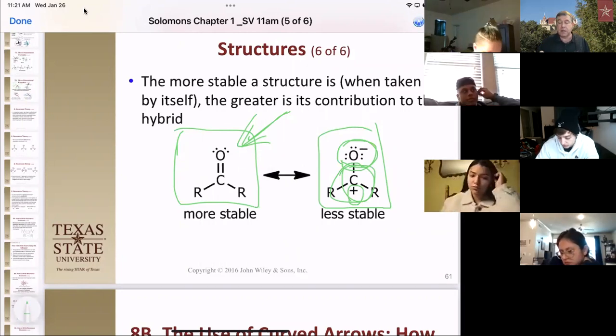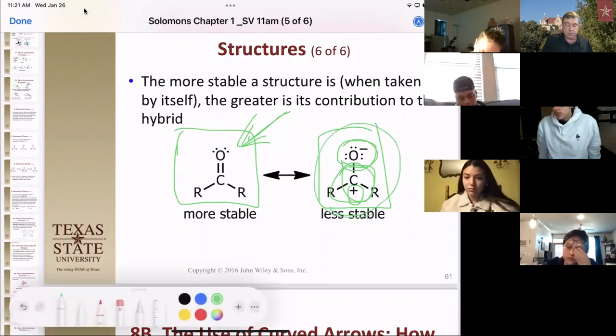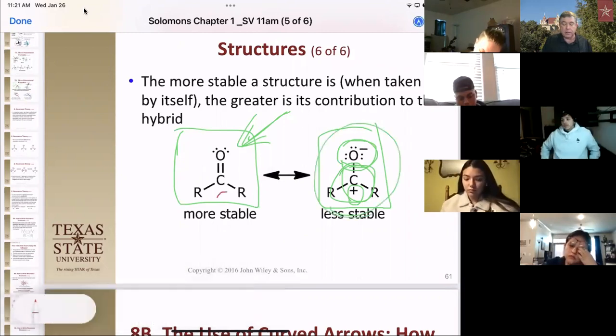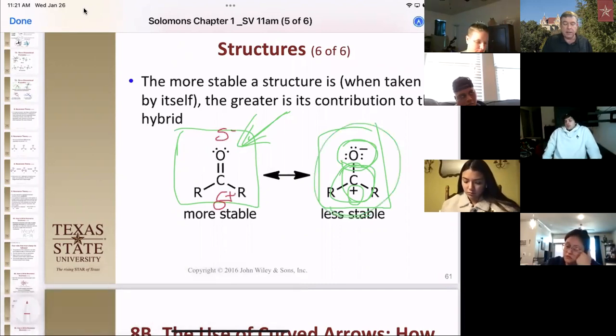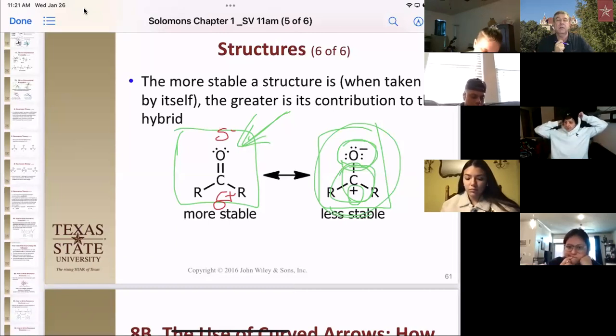So what does this mean though? Because we have this resonance hybrid here that shows this charge, that means part of the time we have a little bit of positive charge here and a little bit of negative charge here. And we're going to go into that a little bit later, about what that means and how that less stable resonance structure actually contributes to how that compound reacts.